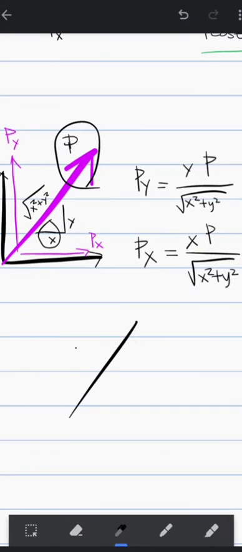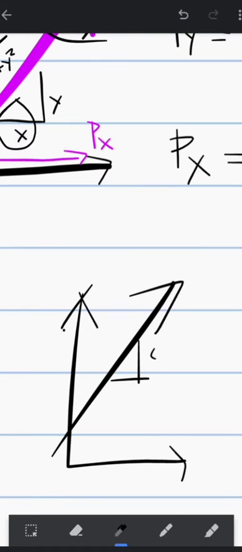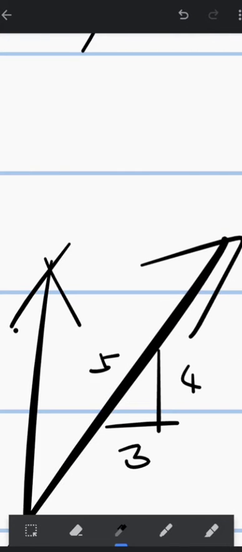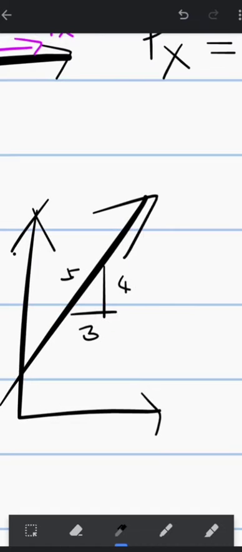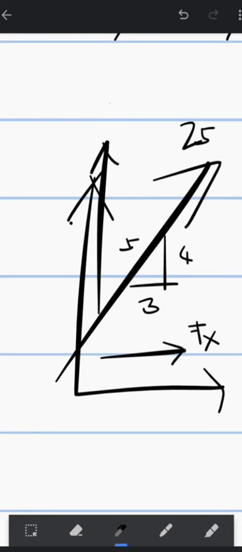For instance, let's say this is 4 and then 3. Its hypotenuse is the square root of 3 squared plus 4 squared. That's 9 plus 16 is 25, and the square root of 25 is 5. So that's a 3-4-5 slope. And let's say the force is 25. This is the x component, so f of x, and this is f of y.